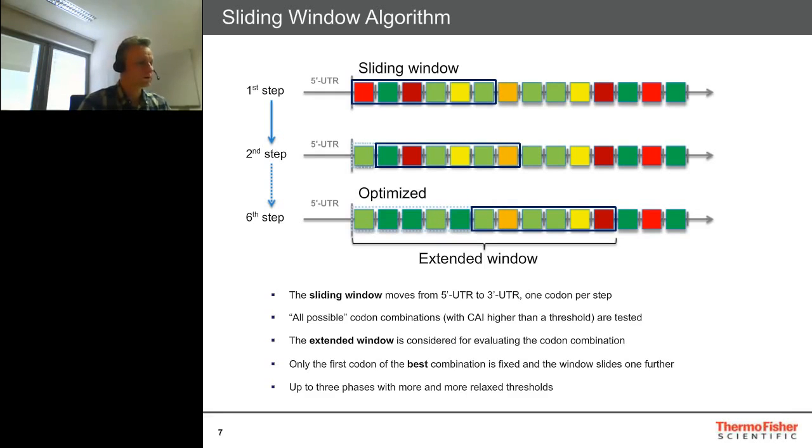So the sliding window moves from 5' to 3', and all possible codon combinations are tested, and then the best combination is fixed, and the window slides one further. And this is done in several phases with more and more relaxed thresholds to reach the best optimization approach.